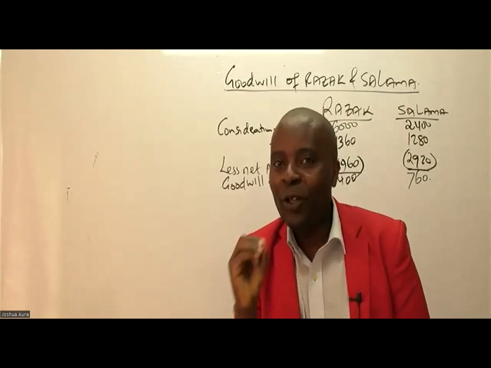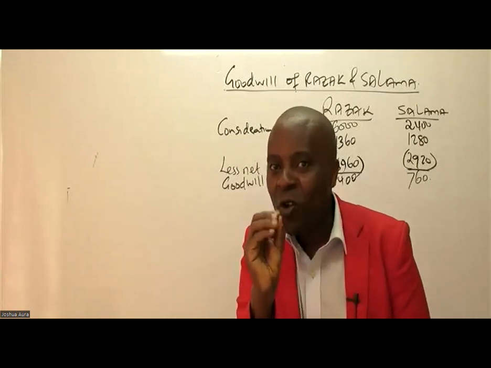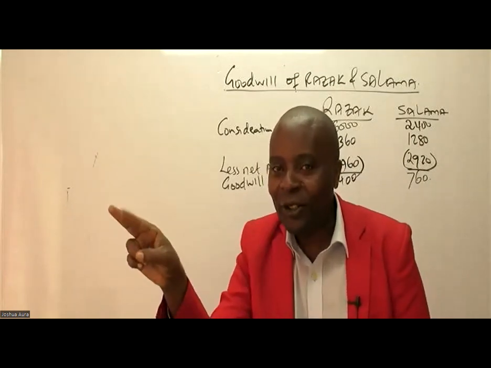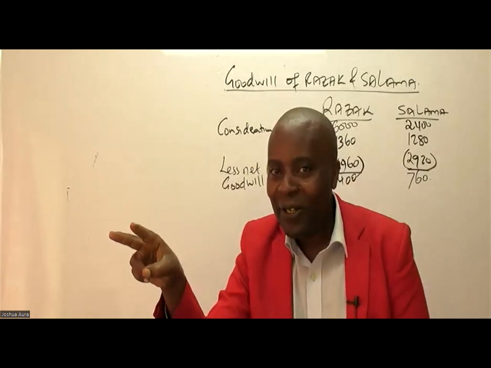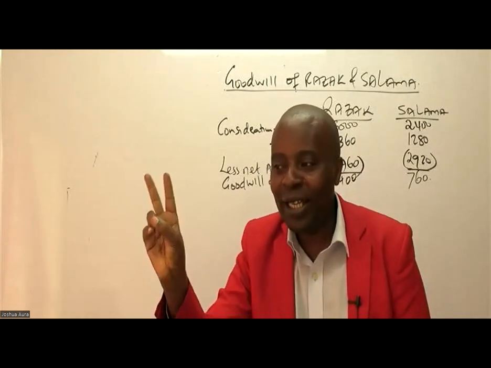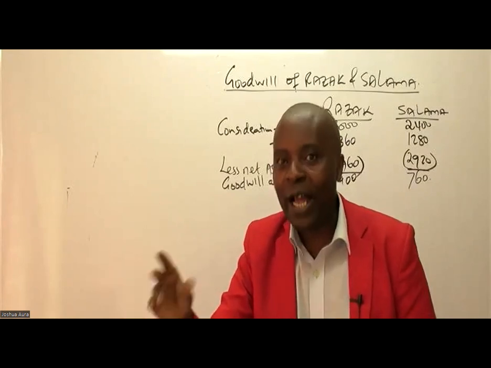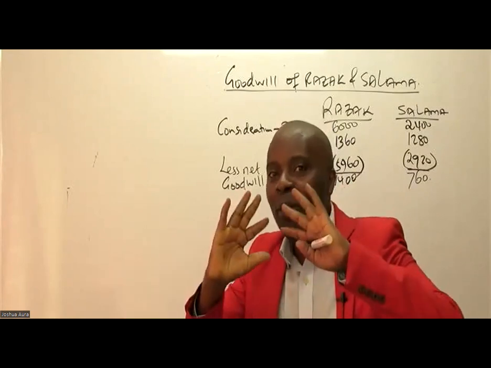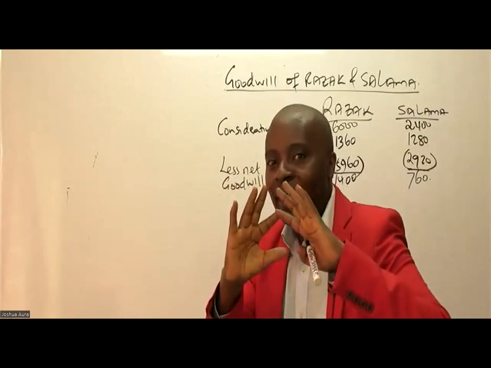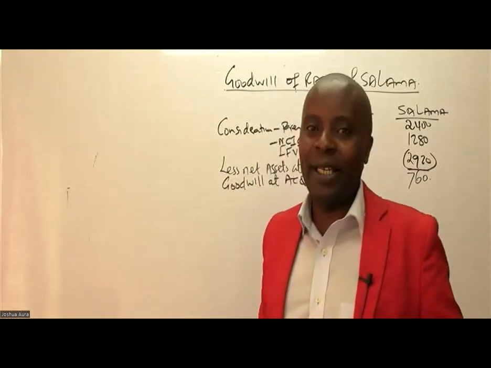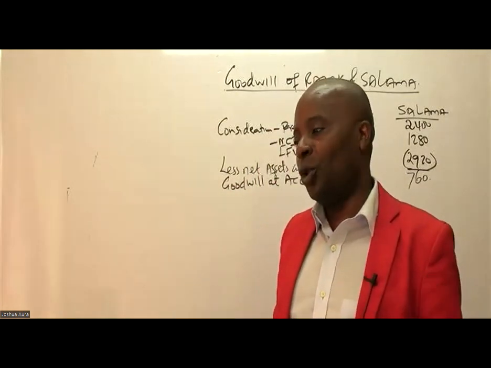But you see, even if they tell you that goodwill of Razaki is not impaired and the goodwill of Salama is not impaired, you should never assume that the parent had only these two subsidiaries. Remember, these were subsidiaries that we transacted over in the current year. Most probably it's a bigger group. It could be having other subsidiaries.